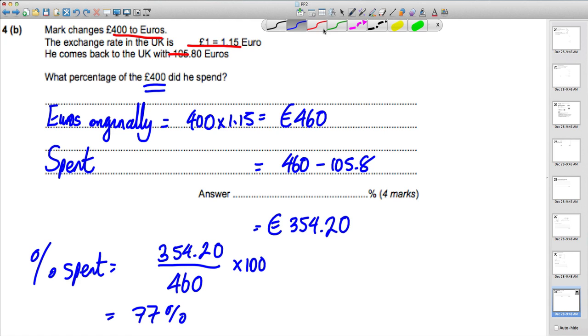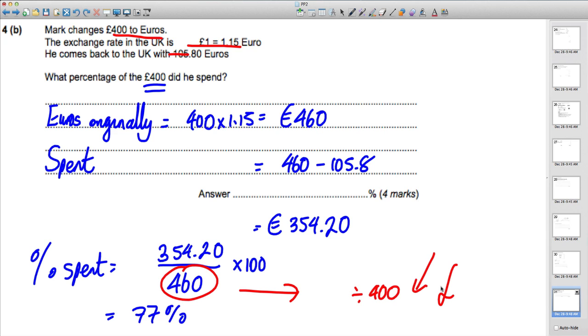Whatever you do here, just a warning for you, do not divide by 400, as that is the pounds number. You want how much he spent in euros divided by how much he had in euros. Or you could have converted them both to pounds, but it's easier to keep it in euros.